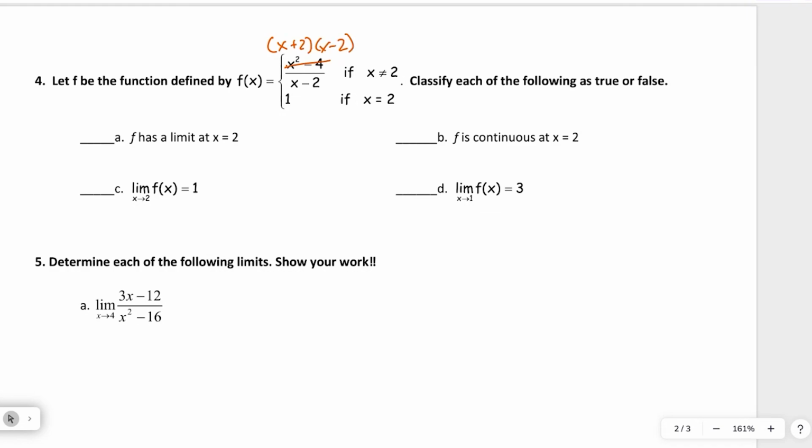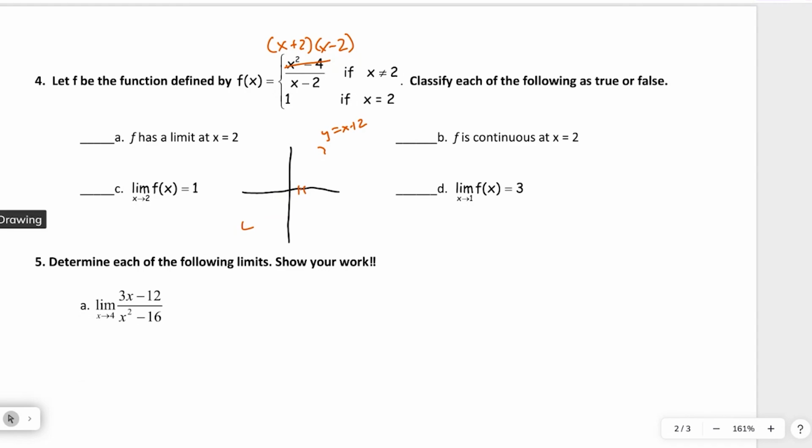And then you can see that at x equals 2, we have a removable discontinuity or a hole. And so basically what this graph is going to look like, it doesn't ask you to sketch it out, but just so you know, it's going to look like y equals x plus 2. It's going to look something like this, right? Y equals x plus 2. But it's going to have a hole at x equals 2, a little hole here.